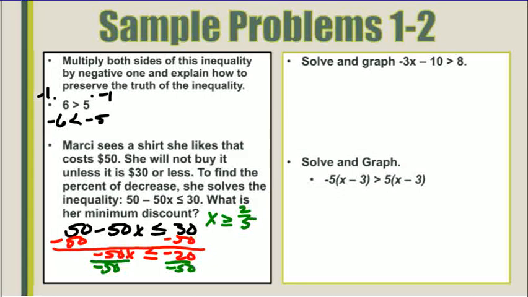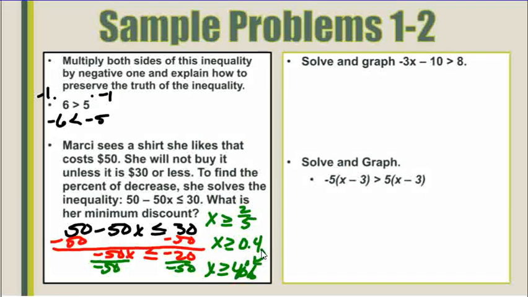which is positive 2/5. And I could either keep it as 2/5, or if I were to write that as a decimal, it would be x is greater than or equal to 0.4. And that 0.4 means x has to be greater than or equal to 40%. So a 40% discount, that's the minimum.